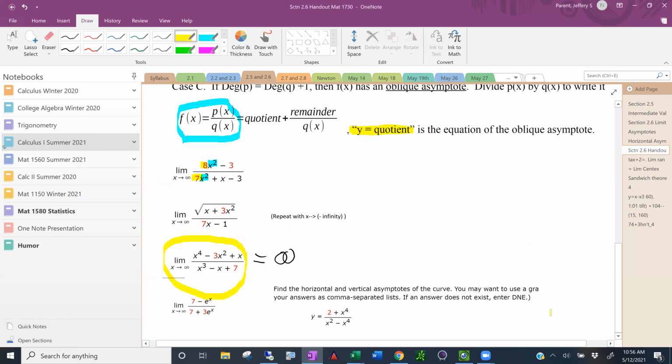Now, one last one here to wrap things up with asymptotes, and that would be this one down here. There we go. So we'll call this one example I.